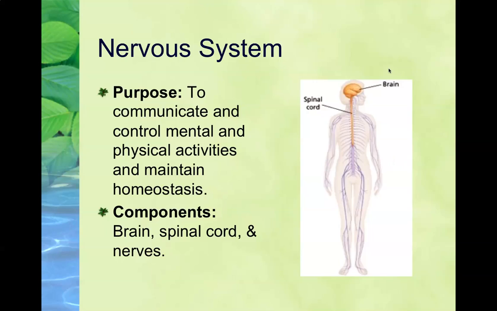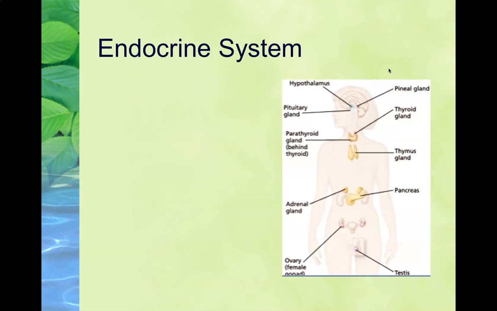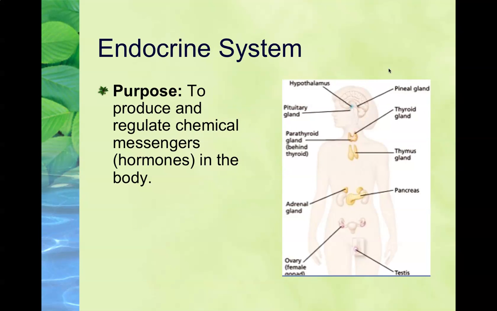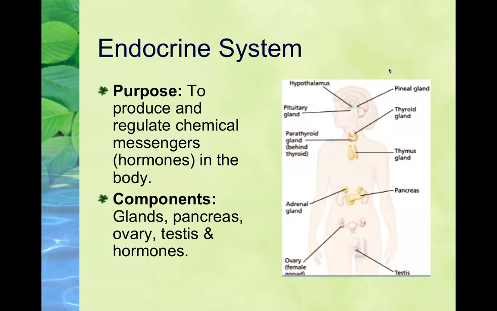All right, moving on to the endocrine system. Now, the endocrine system is kind of like the nervous system, except instead of sending electrical impulses, it sends chemical messages, primarily hormones or enzymes that make the body do what it needs to do. Now, this includes glands. It does include the pancreas. It includes the ovaries, the testes, and the hormones themselves. So the endocrine system really does the chemical messaging, whereas the nervous system does the electrical messages.